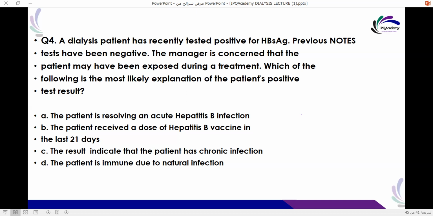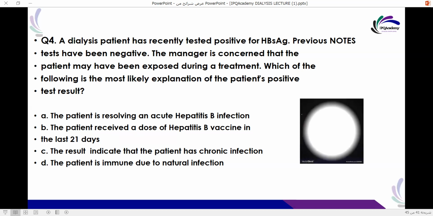So the answer will be, let's read the choices together. The patient is resolving an acute hepatitis B infection. No. The patient received a dose of hepatitis B vaccine in the last 21 days. So it's the more logical answer. The result indicates that the patient has chronic infection. No. The patient is immune. No. So our answer will be B.